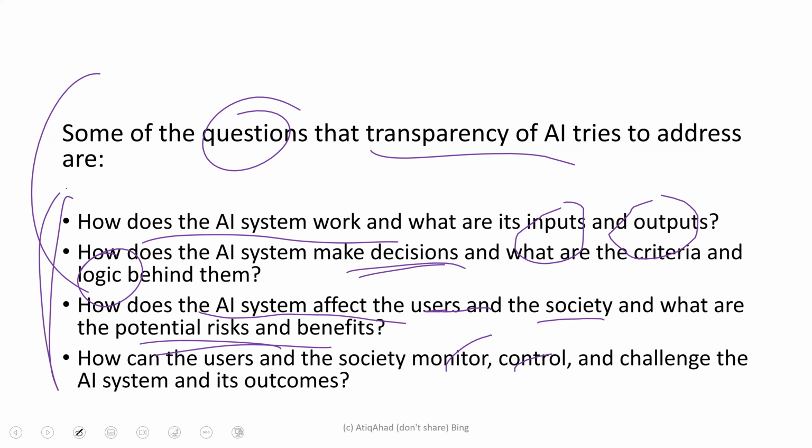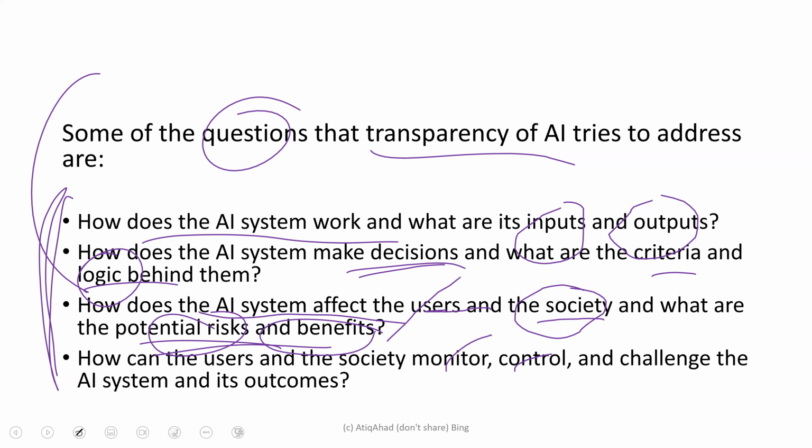Now, the point is that these questions are valid. Say, for example, if you are from a country where the political system and infrastructure are not strong, then do we know how the government works? Do we know the rationale, logic, and criteria behind making any decisions? Do we know how government decisions, or some corporates' decisions, affect society, and their potential risks and benefits to the environment, to the world?